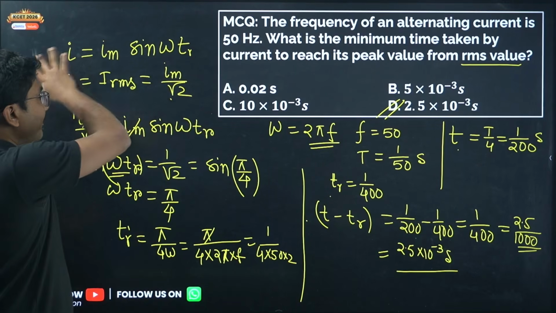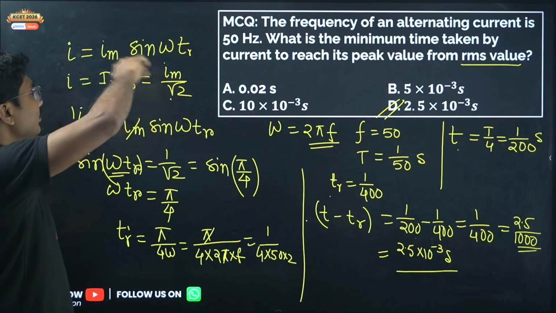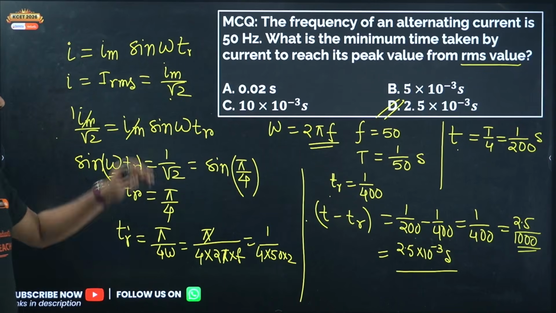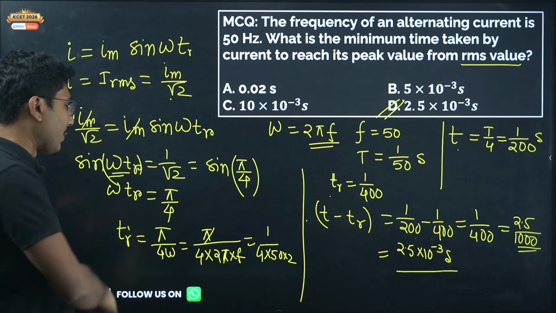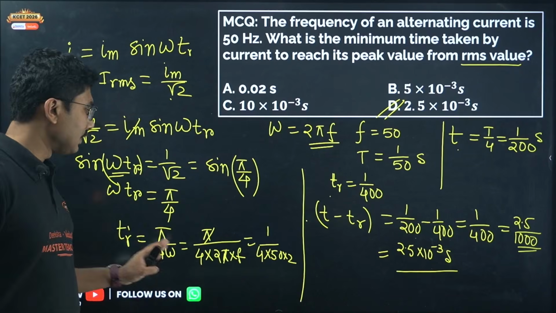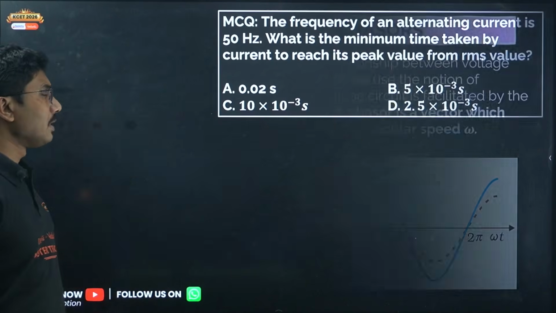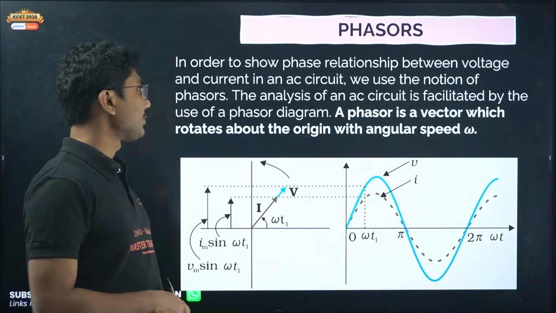This calculation can be shortened if you do it a little faster. I have written the equation and the condition. You should directly start from this equation, then you can save some time. And if you put the omega value directly as 2 pi f in this equation, you can also save some time. This is a very common type of KCET question.